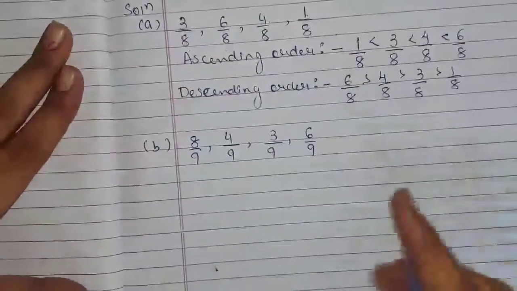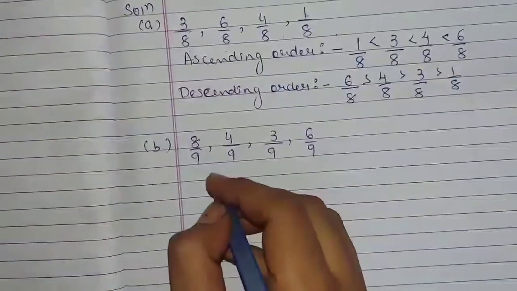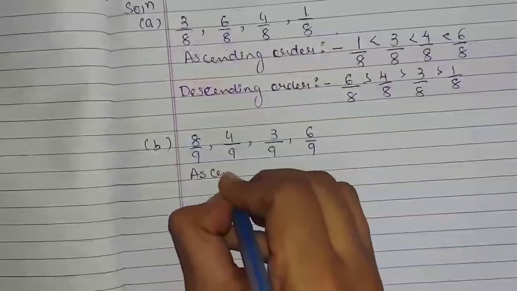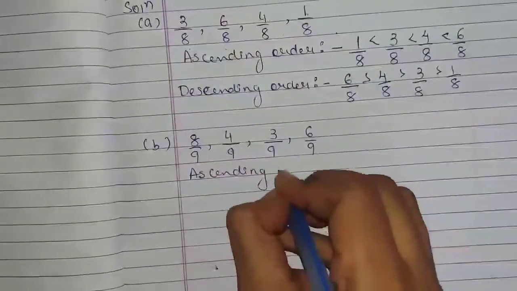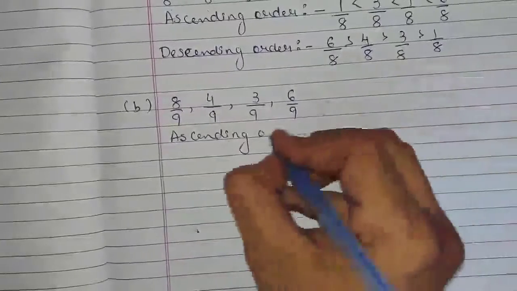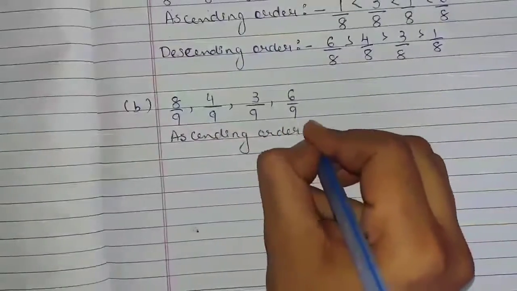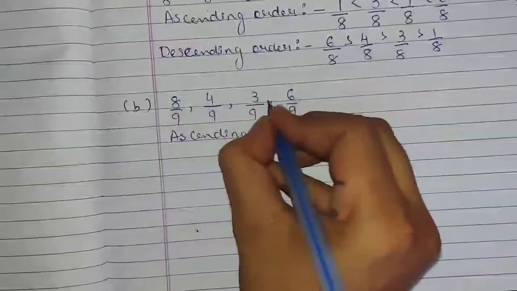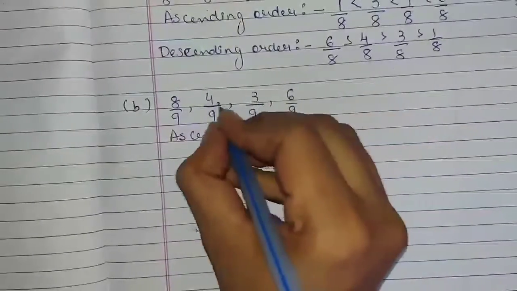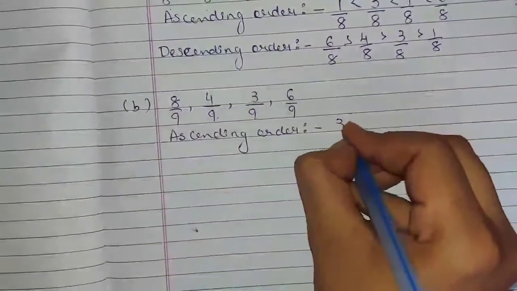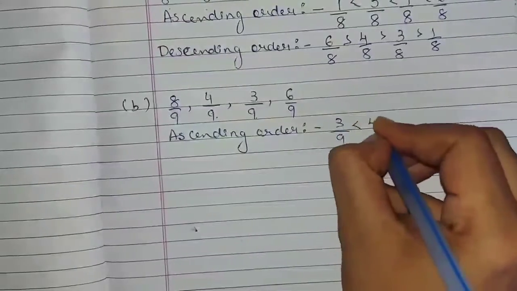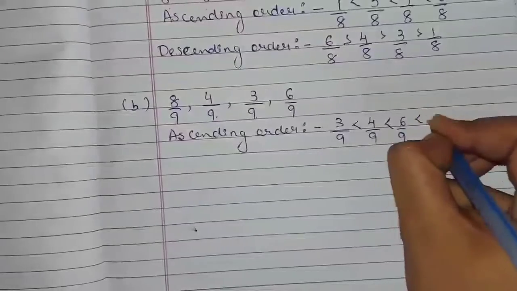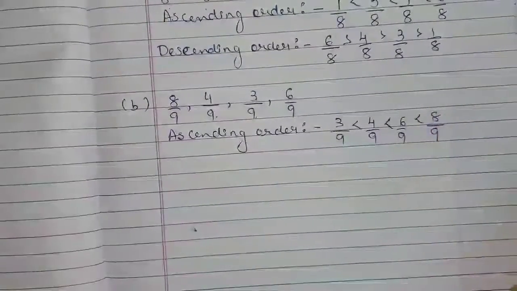Now we have to arrange this also in ascending order. So in ascending order, smallest to largest. Which numerator is smallest? 3. 3 upon 9, then 4 upon 9. So we will write 3 upon 9 less than 4 upon 9 less than 6 upon 9 less than 8 upon 9.